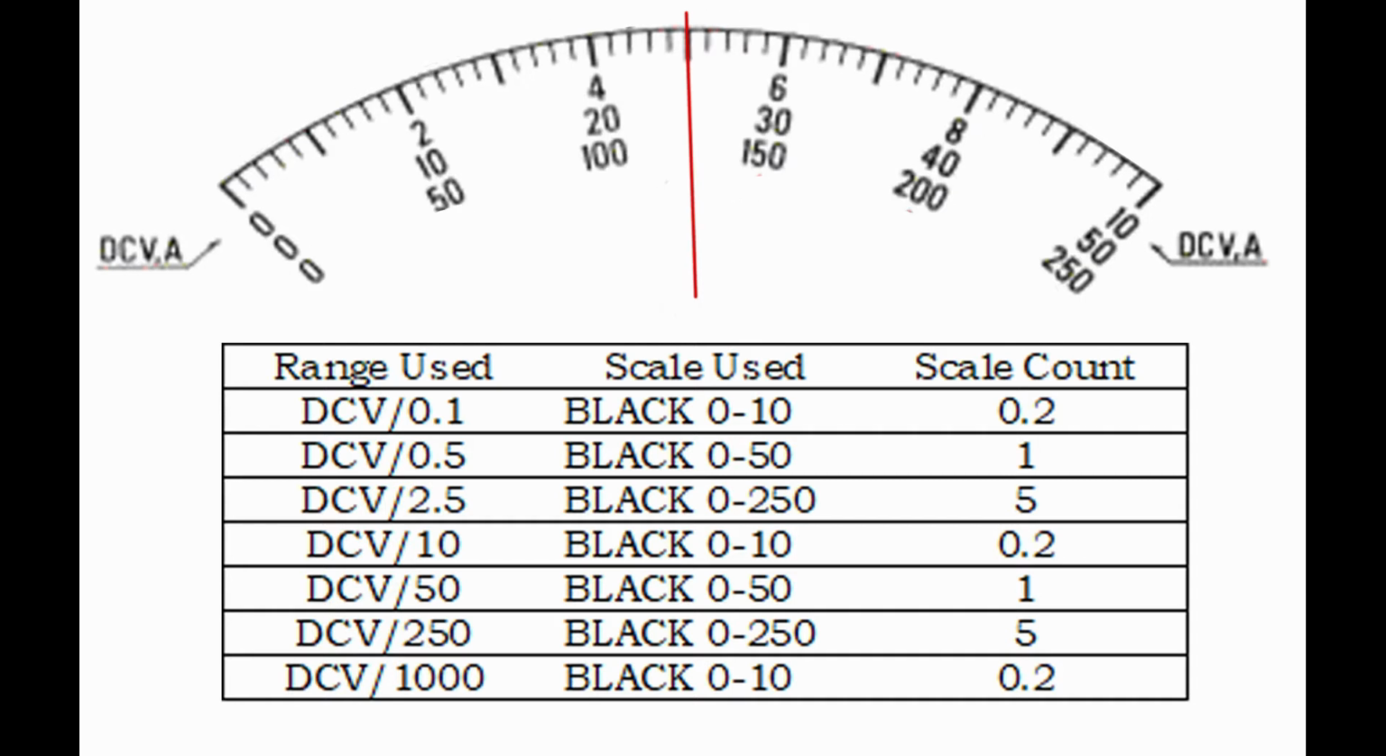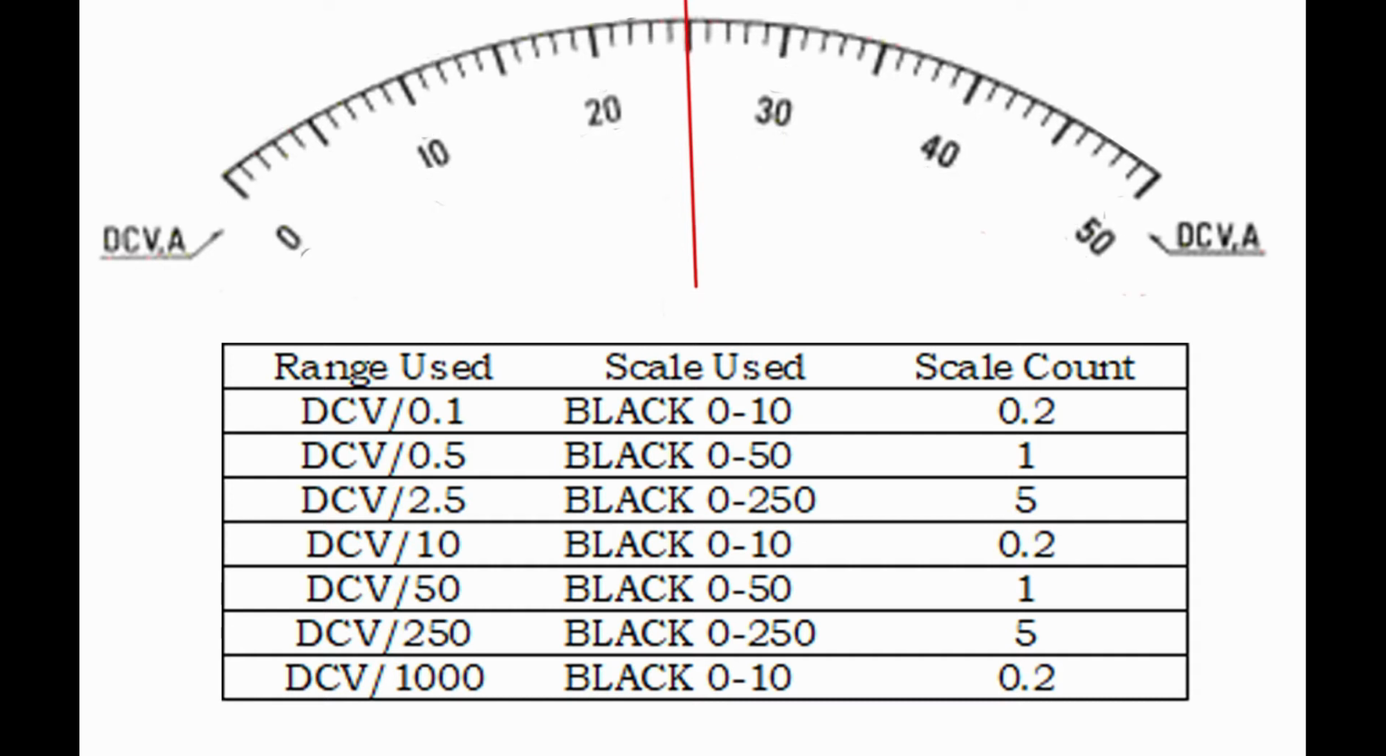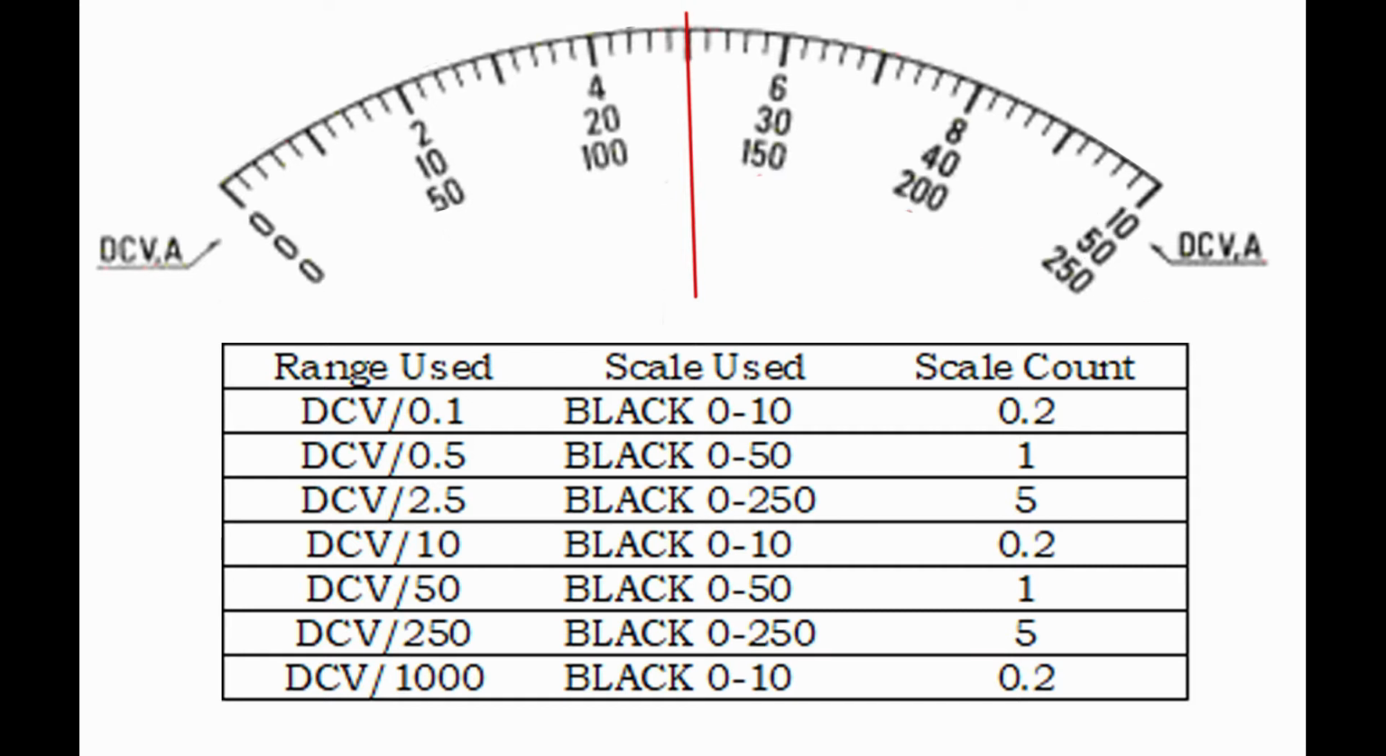Next, for the scale of 0 to 50, the scale count is 1. Each line of the scale is 1 in the scale of 0 to 50. Here the pointer points in between 20 and 30. Let's count, starting with 20: 21, 22, 23, 24, 25. The number between 20 and 30 is 25. So the scale count of the 0 to 50 scale is 1.